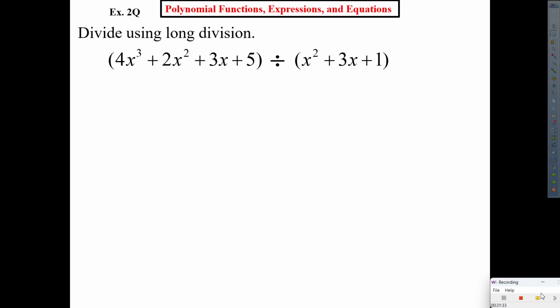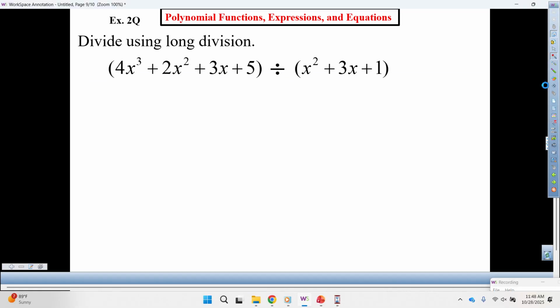Example 2q: 4x cubed plus 2x squared plus 3x plus 5 divided by x squared plus 3x plus 1. This shouldn't take us long. The process is the same. I just want to make sure that you have the process down. To get us started, remind your neighbor what the first step is, and then from there, what the second step is. Talk to your neighbor.